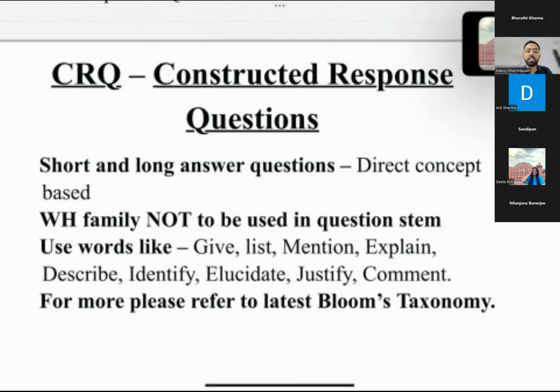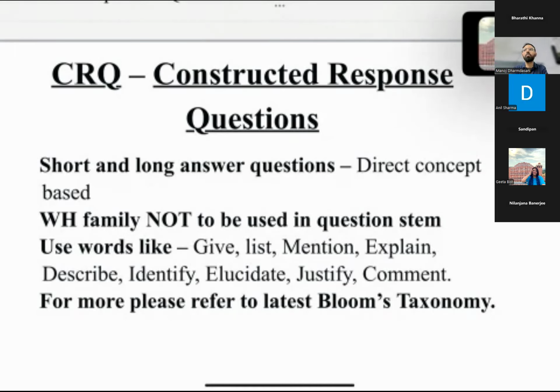Yes, this next point is going to be very crucial for the sample paper discussion. I was not very confident that CBSE is going to implement this particular point in their sample paper, but they have done it in a very innovative and exemplary manner. WH family not to be used in questions. What does it mean? Whenever we are setting the paper, any word from the WH family, why, how, when, where, should not be included in framing the question in the question paper.